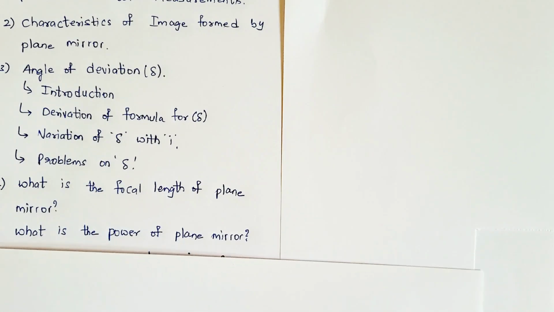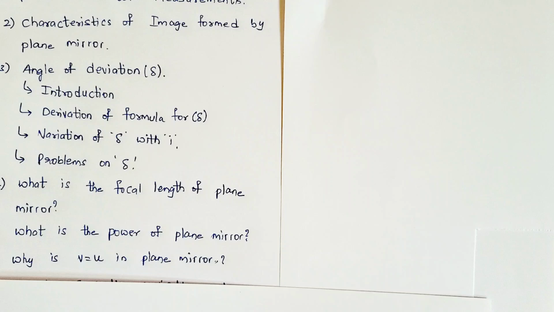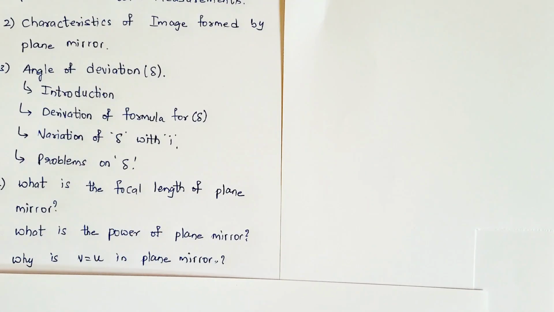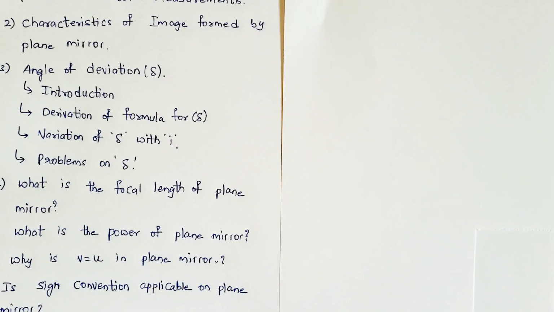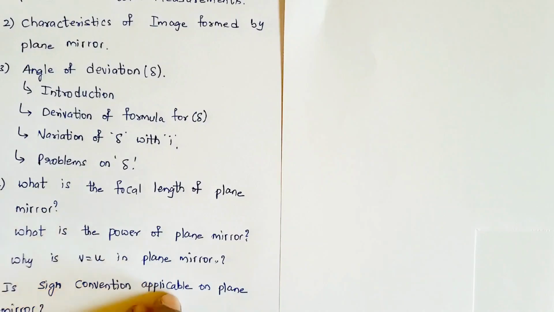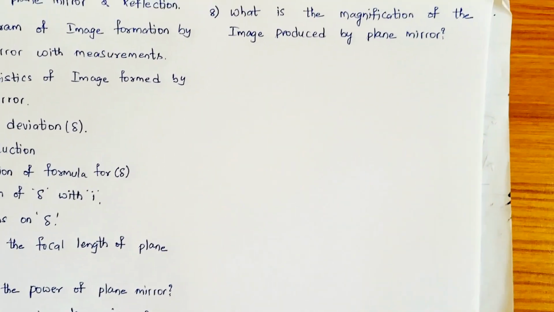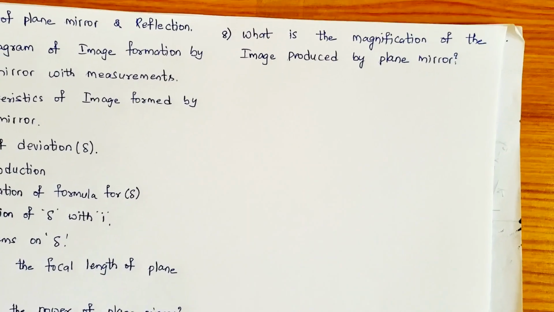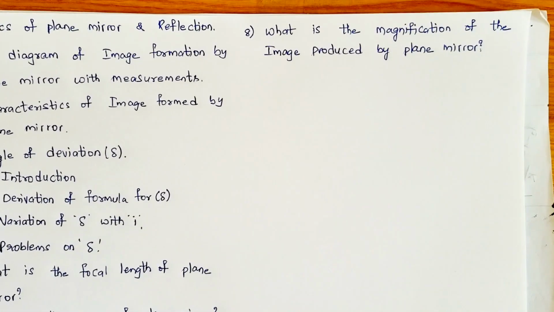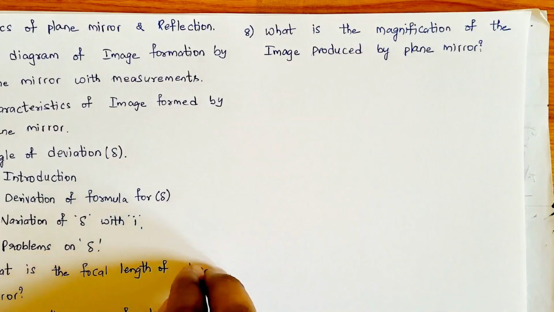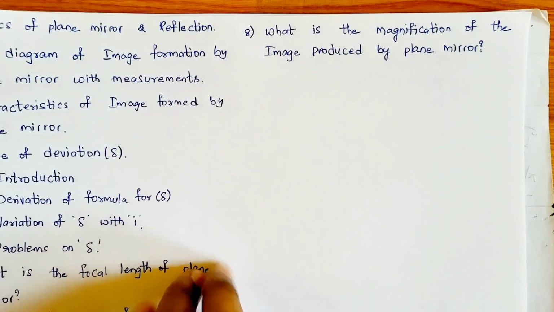And also we are going to study, we know that V is equal to U in plane mirror, but why is that V is equal to U in plane mirror? We are going to study that also. And is sign convention applicable for plane mirror? Yes. How? We are going to study that also. And at the end we will study what is the magnification of the image produced by a plane mirror. These are all the things we are going to study about plane mirror in today's class.